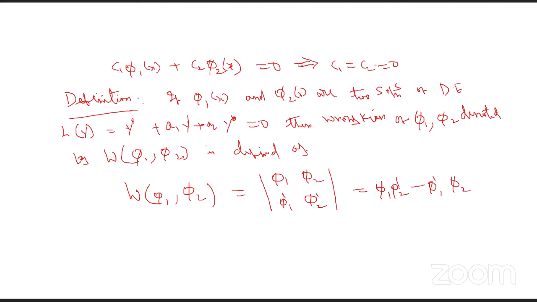This function of the value of x is denoted by the Wronskian of phi 1, phi 2 of x.